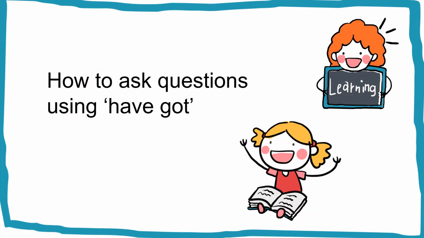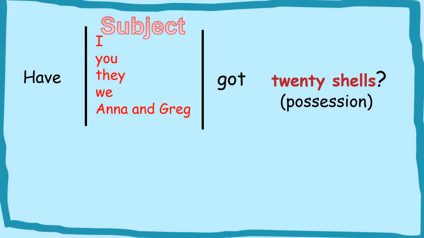First, we will have a look at how to ask questions using have got. Look at the table here. Take note that the verb have got goes with plural subjects or plural pronouns. It is also used with the pronouns I and you. Now, how to form a question using have got?